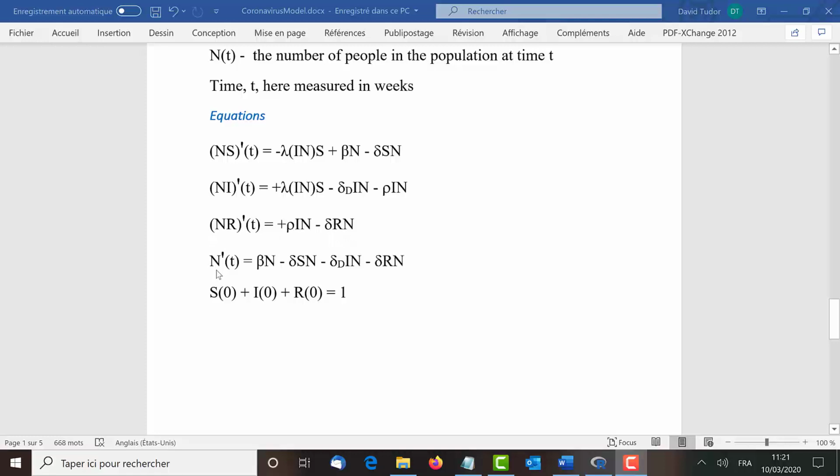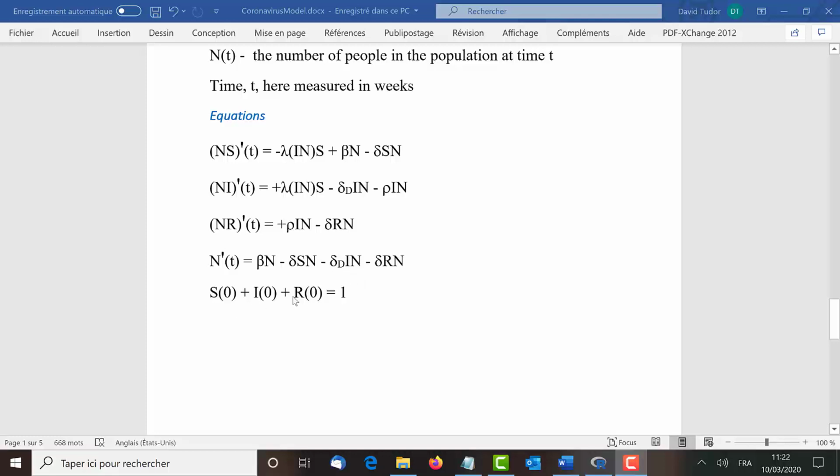So the total population is the sum of NS plus NI plus NR. If I add these three equations together, I get the equation for the change in the population. And it's the sum of all these right-hand sides, which leaves me with just beta N there. The lambdas cancel here. The rhos cancel there. So I simply have the births coming into the population, into the susceptible class, minus the deaths due to different causes. So the NS and the NR are going to die at the same rate, and I have infectives that die at an elevated rate due to the disease.